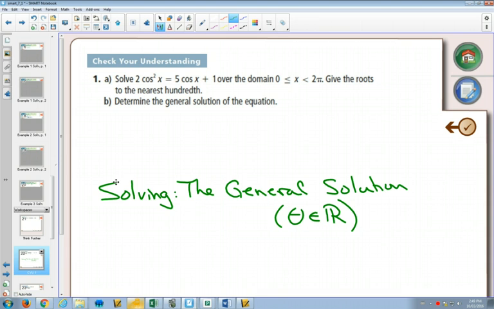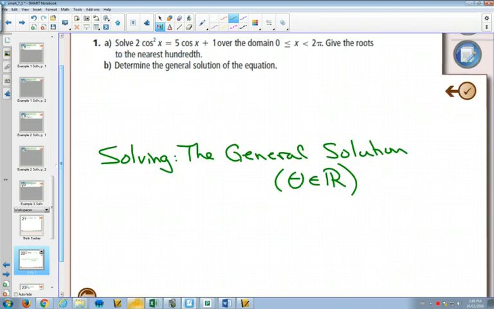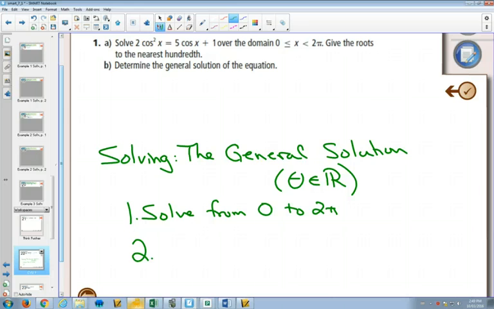So what are we going to do in this case? Well, the steps are quite simple. You're going to solve like normal from 0 to 360 or 0 to 2 pi, just like you would before. And then, just like we did in the last chapter, now that you've found those answers between 0 and 2 pi, in order to find all of the answers, you're just going to have to write down all the coterminal angles with those angles you found between 0 and 2 pi.